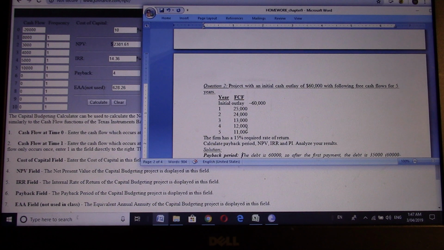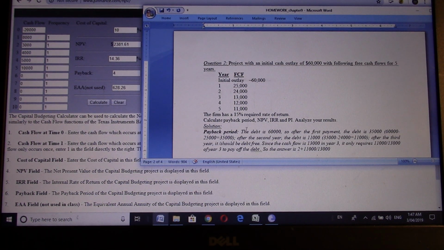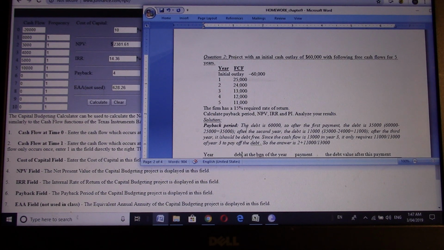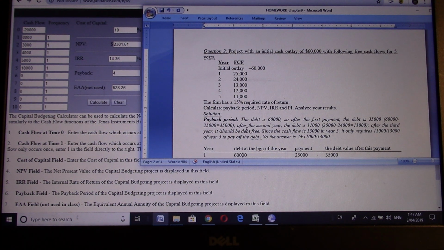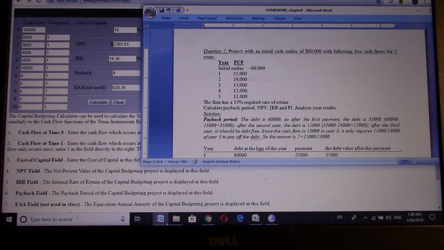it is similar to the first question. Okay, so there's really not much different from question number 1. So for the payback period, again, your debt is $60,000. Let's use this calculator. 60,000 and 25, 24.